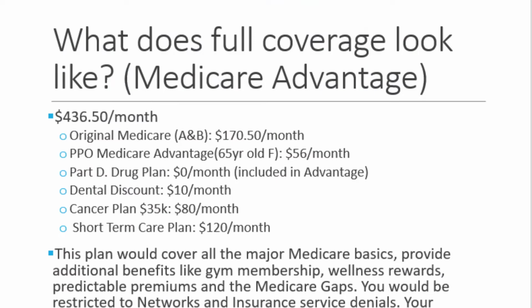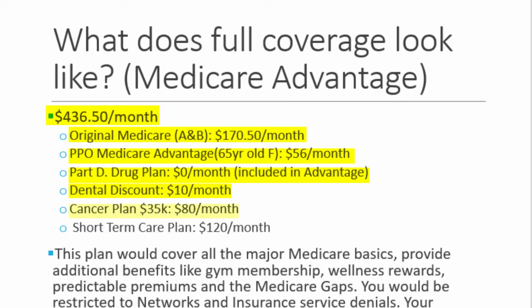For Medicare Advantage coverage, $436.50 per month, and that's, of course, you still have to pay your A and B premium. A good PPO Medicare Advantage plan, I usually only talk about PPOs, is about $56 per month. You don't have to pay for a drug plan because that is included. I added here a dental discount program because a lot of the Medicare Advantage plans do not have sufficient dental.